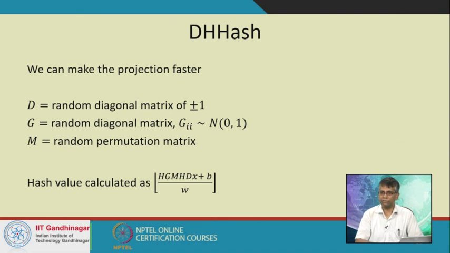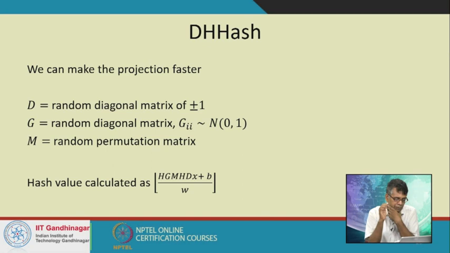But the algorithm itself is fairly simple, right? Because we just replace the Gaussian random projection by the FJLT random projection. So we can actually do better than this. Okay, and this comes from the same paper, and this is what we call the DH hash, right? So the components of this are a little different.